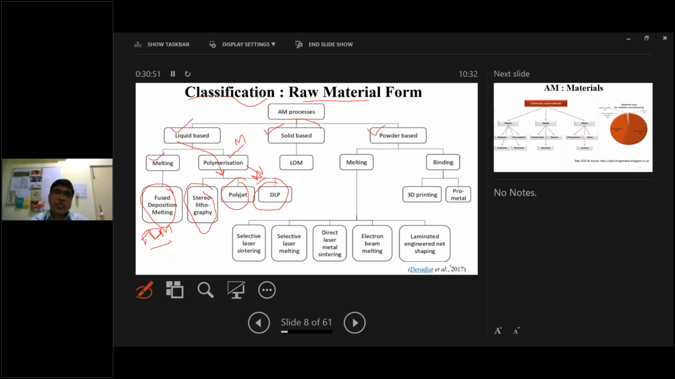Similarly, if it is solid, there are limited technologies within solid. One of the solid-based technologies is laminated object manufacturing. The whole idea is you stack sheets layer by layer and get the product shaped.